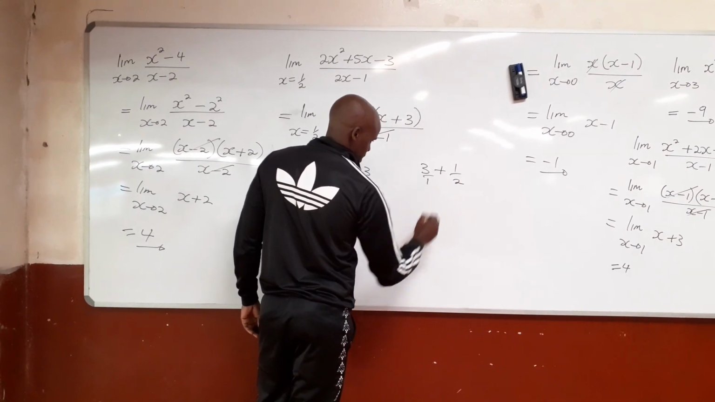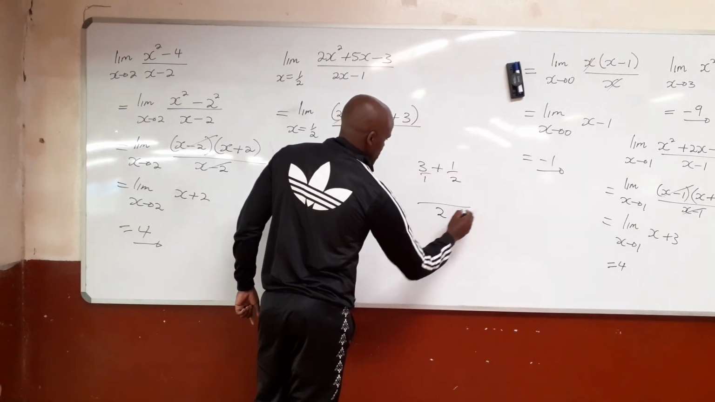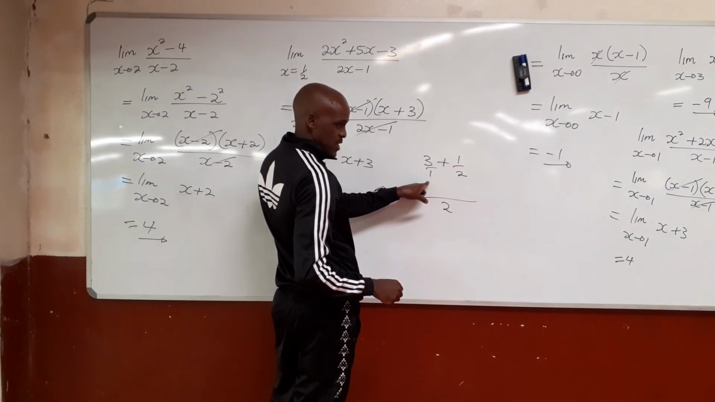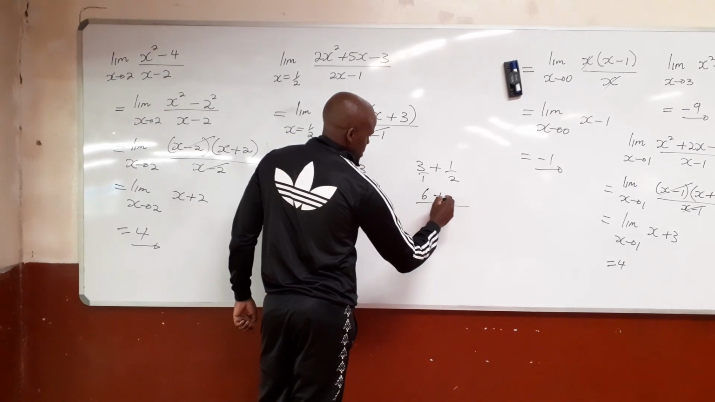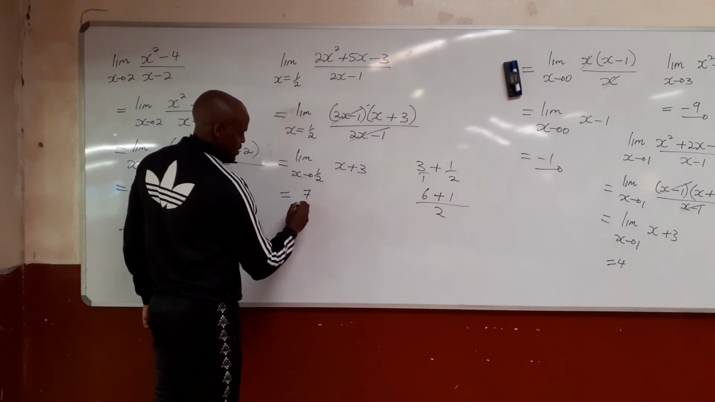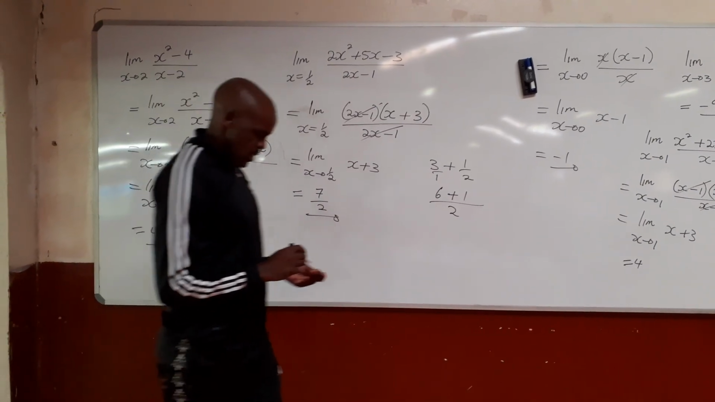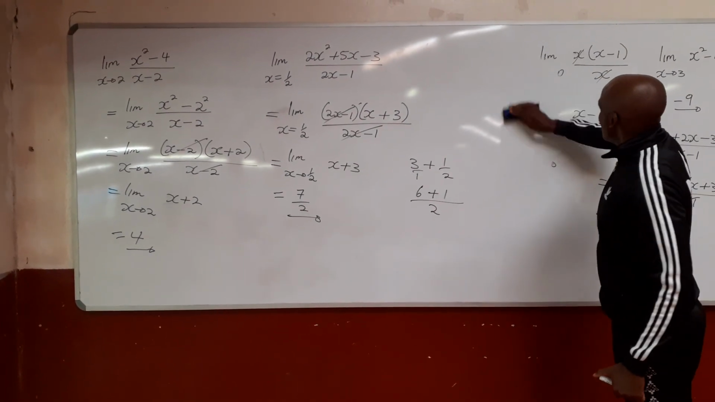You look for the LCD because you are adding fractions. Our LCD is 2, 1 into 2. 2 divided by 1, it's 2 times that, it will be 6 plus 1. And the answer will be 7 over 2. That's our answer if x approaches 1 over 2.